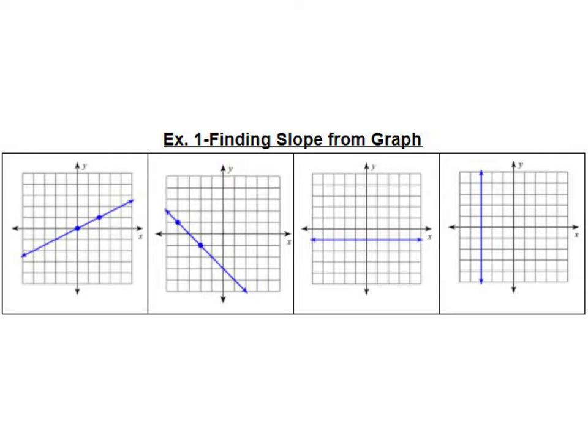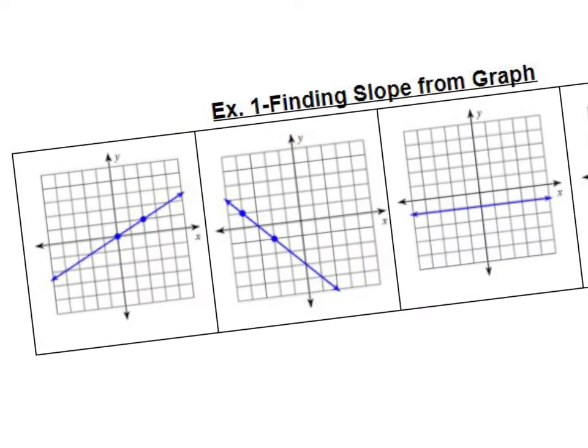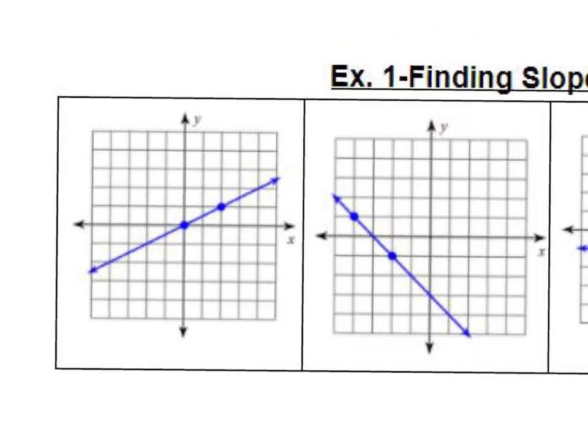So when we look at example 1, finding slope from a graph, let's zoom in on that first one. Again, think about those definitions. We are looking for the rise over the run, your change in y over change in x. The first thing we like to look for is how much it is going up. It's important that we're finding two points that are directly on intersection points, and then we go from there.